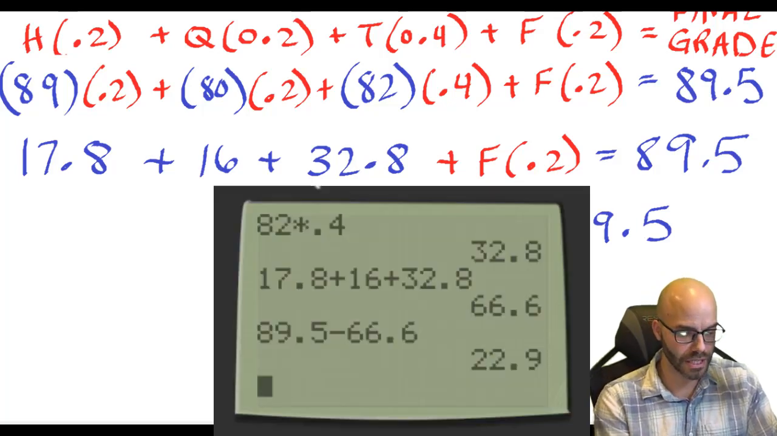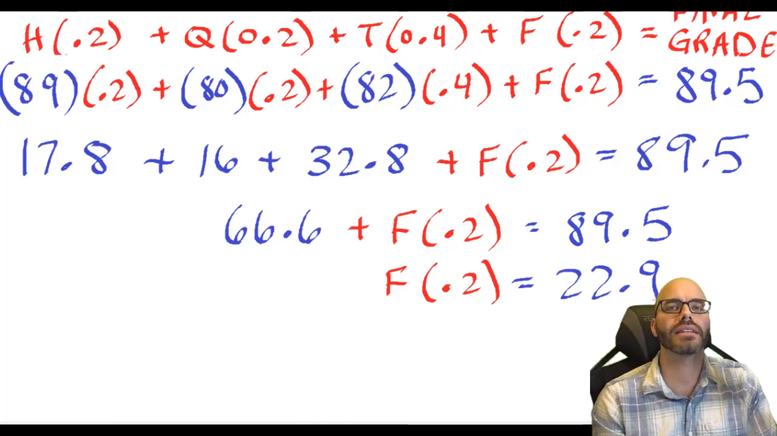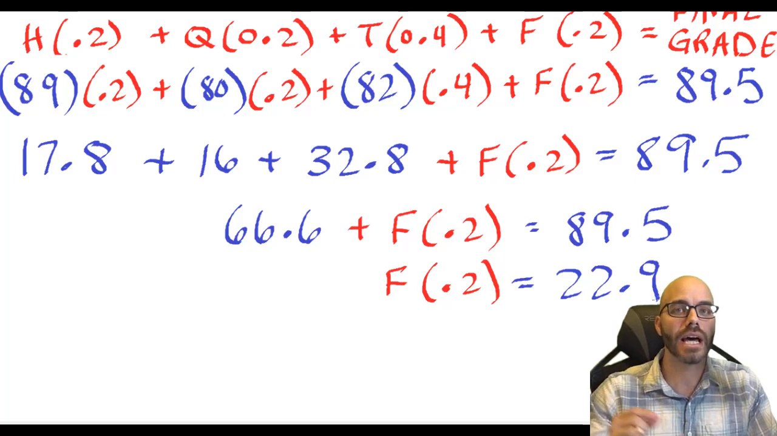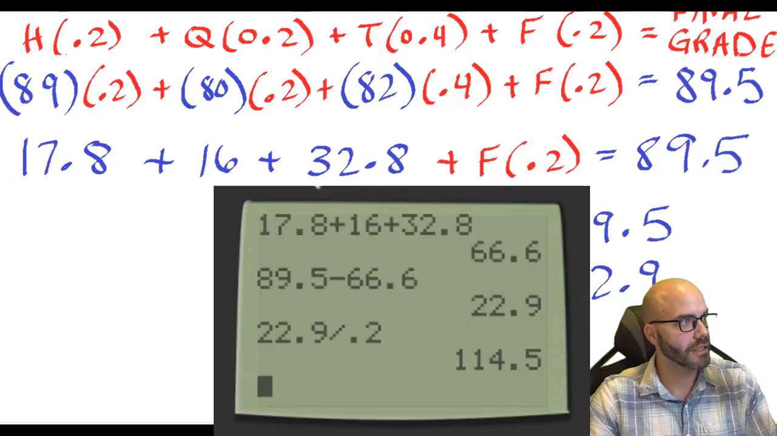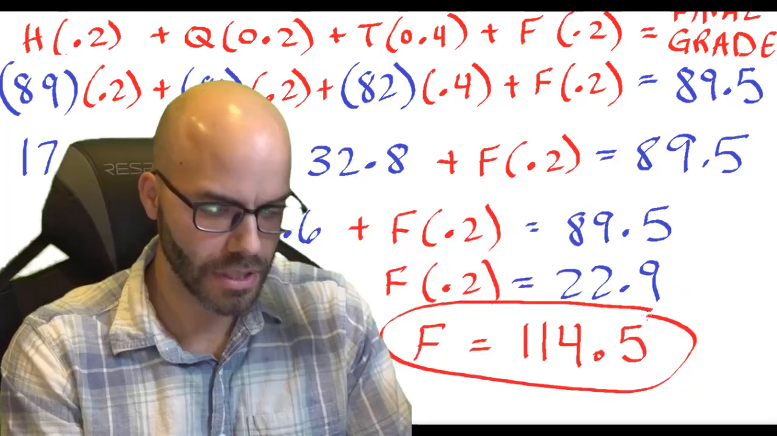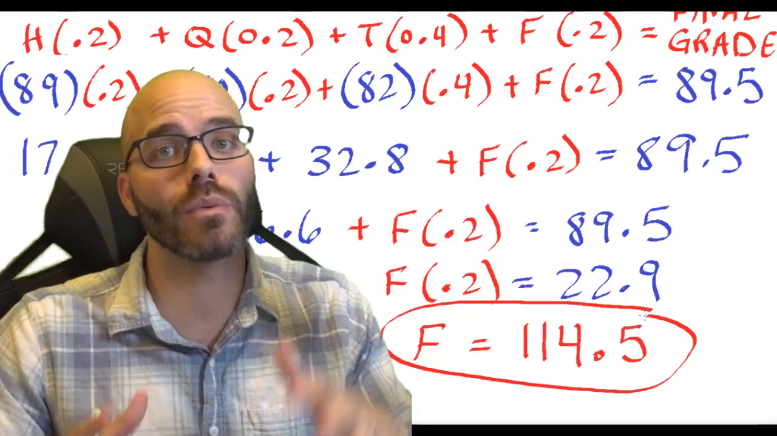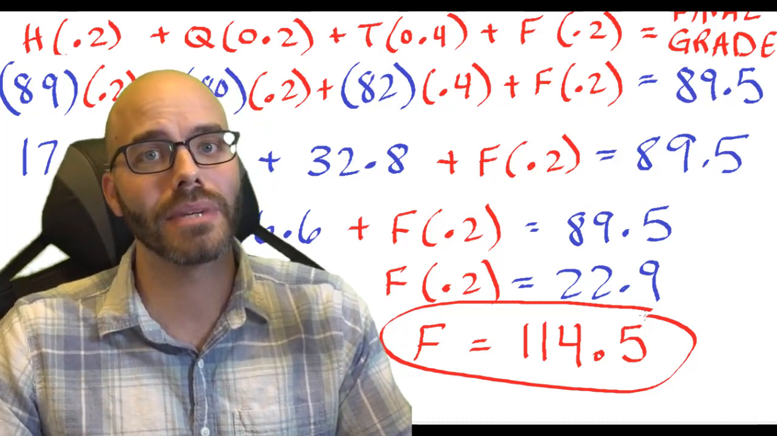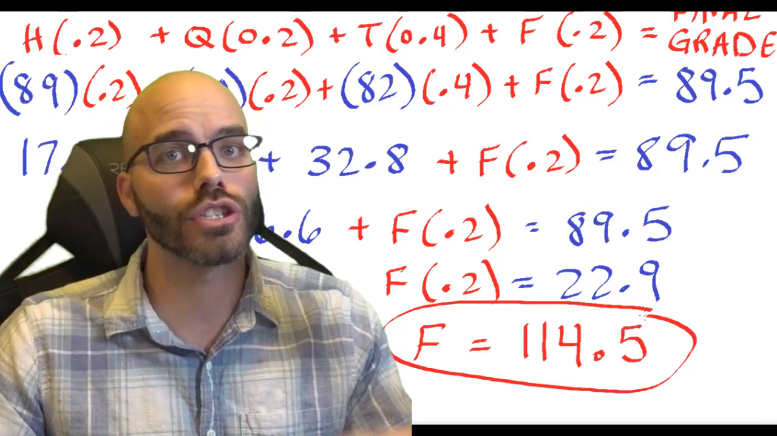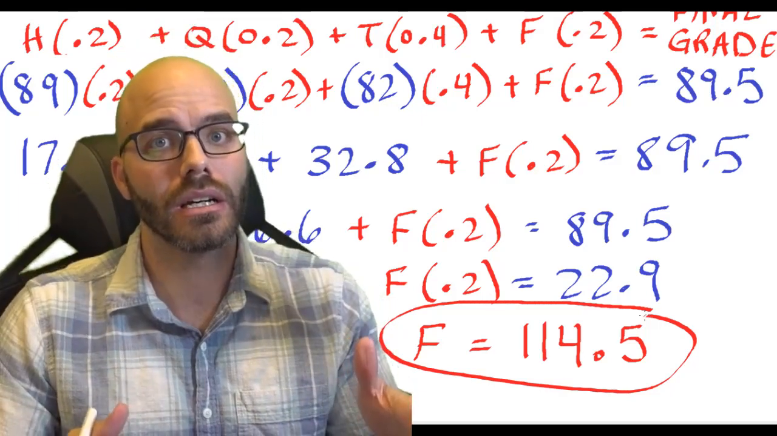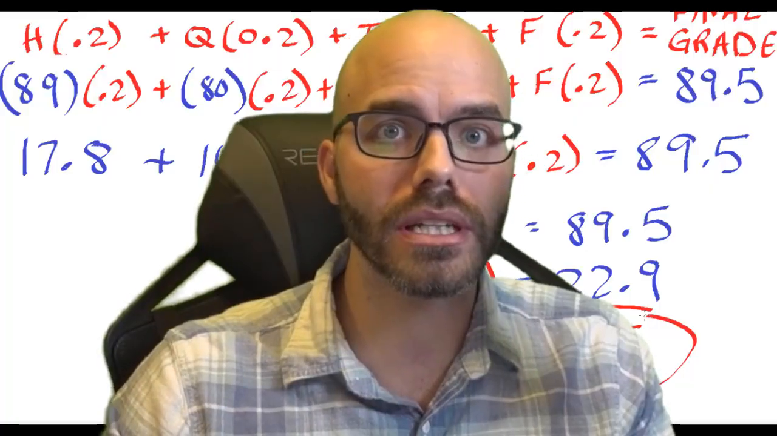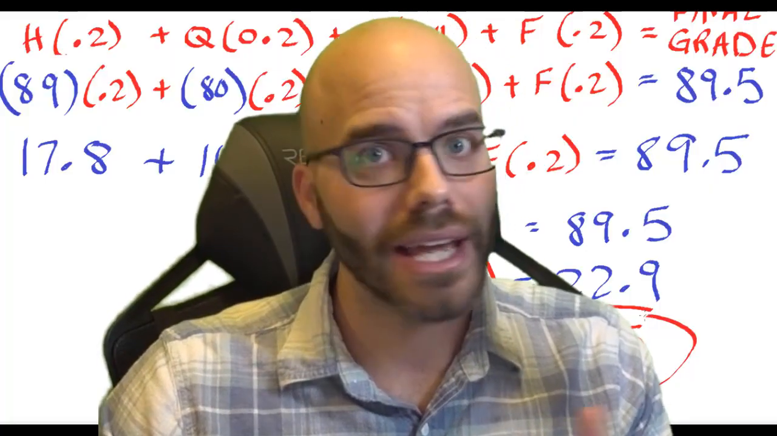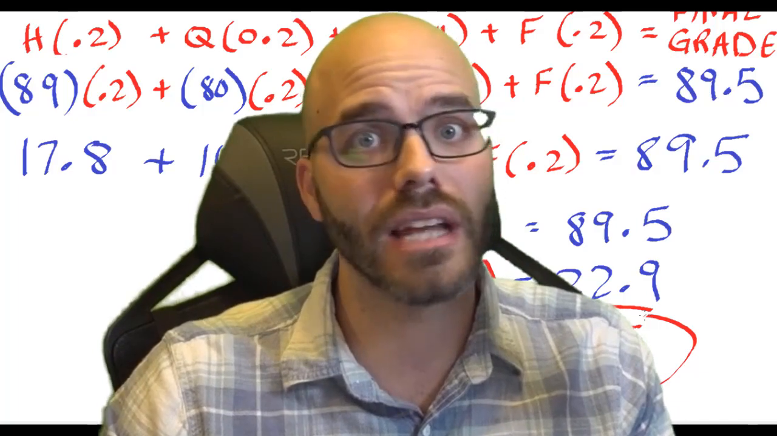That's 22.9. And now how would you get F by itself? F is being multiplied by 0.2, so we are going to divide by 0.2. And when you divide by 0.2, you'll get 114.5. So this student would have to get over a 100 on the final exam to get an A in the course. So my question to you would be, is it possible? Unfortunately for this student, a final grade of an A is not possible.